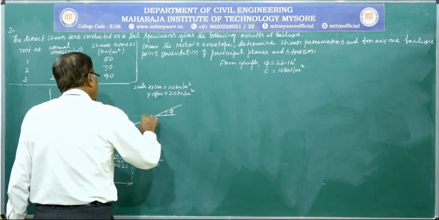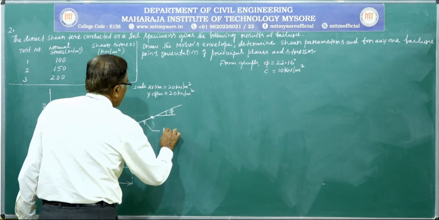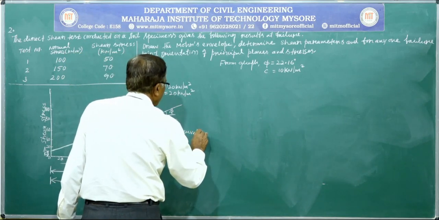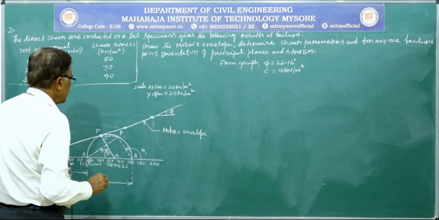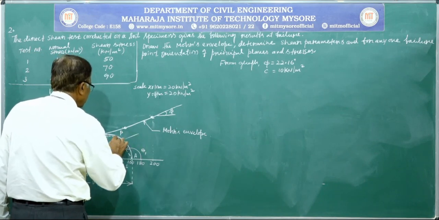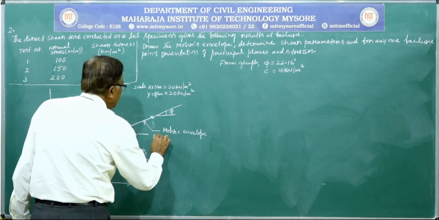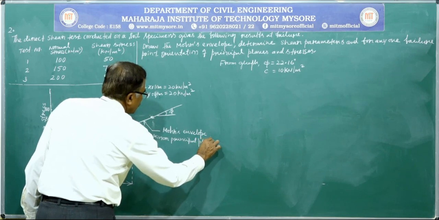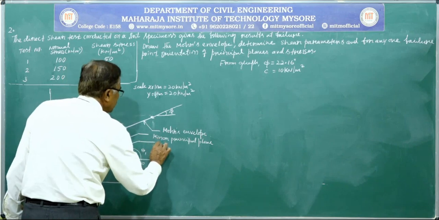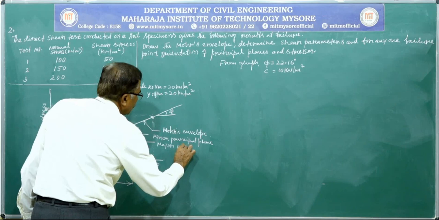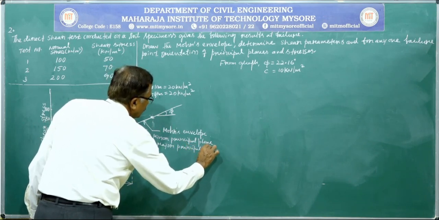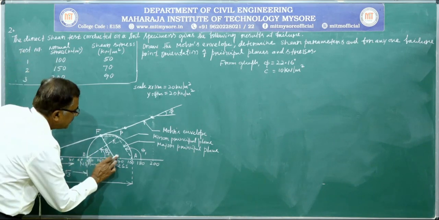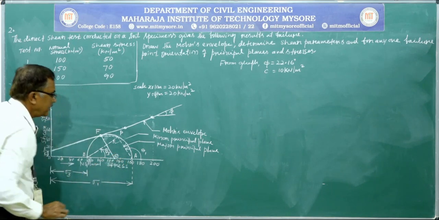So now we can complete the graph. Mohr envelope, next minor principal plane, then major principal plane, and here let us consider this as the center, small c, the center of the Mohr circle.